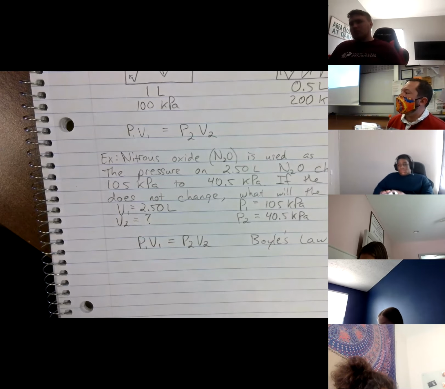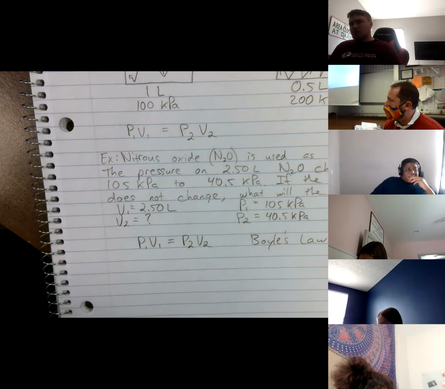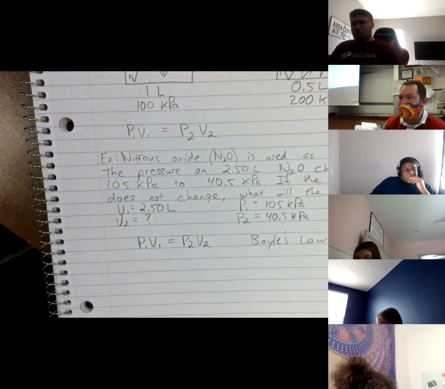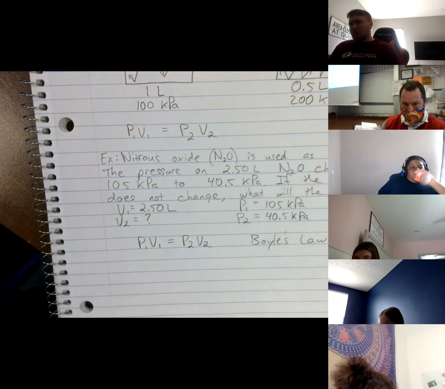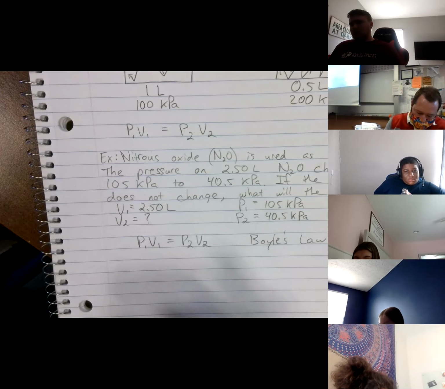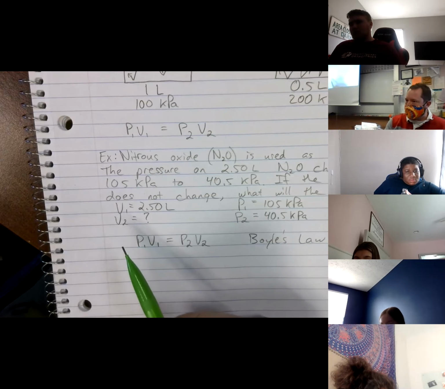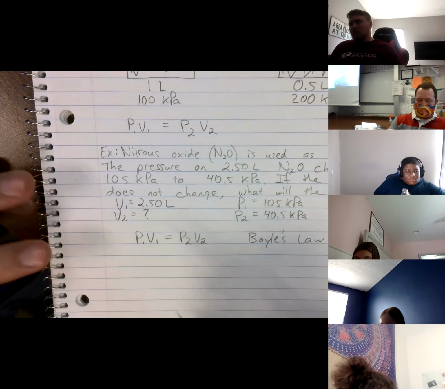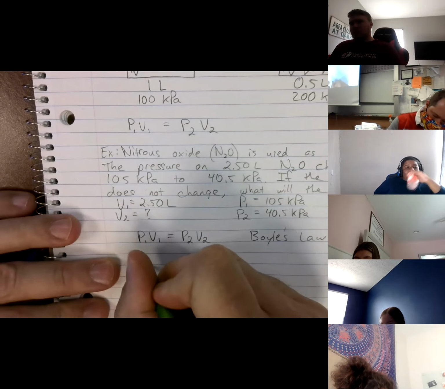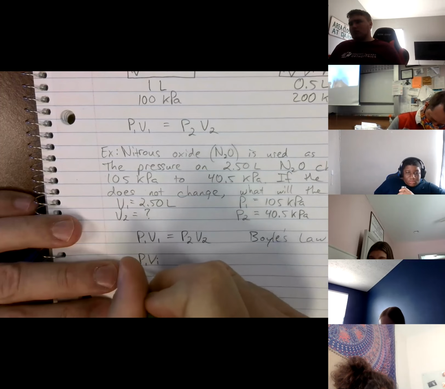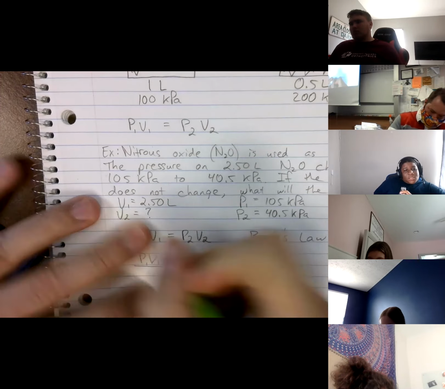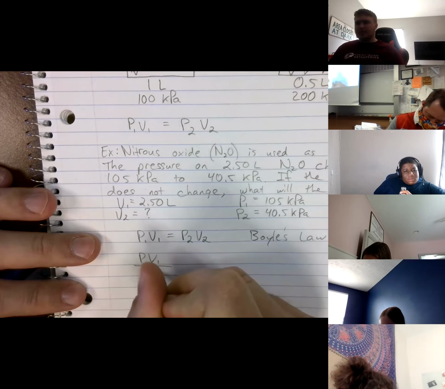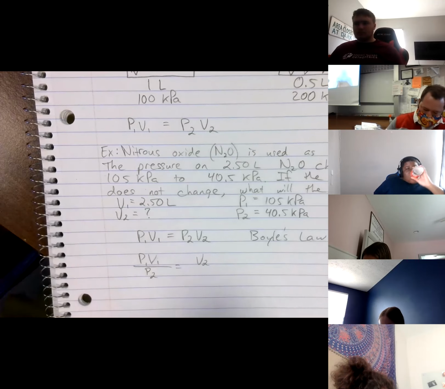Hey, again, something else you should really get in the habit of doing. Not just for this class, but I'm telling you, not just for science either. This is good in accounting, business, medicine, all that stuff. It is good to show your work, isolate your variables. We're looking for V2. How do we get V2? We're going to get P2 out of there. Divide both sides by P2.